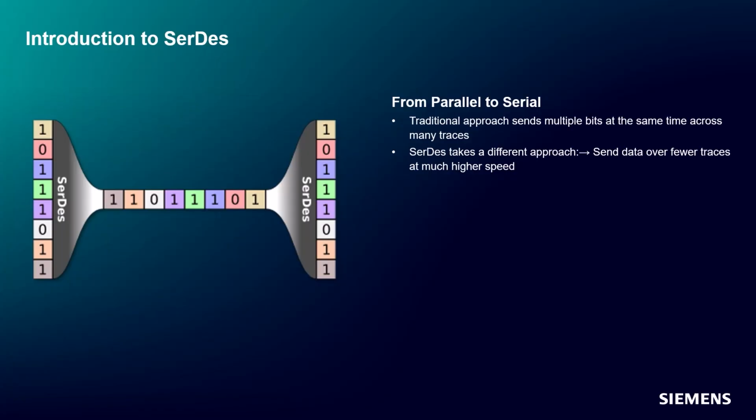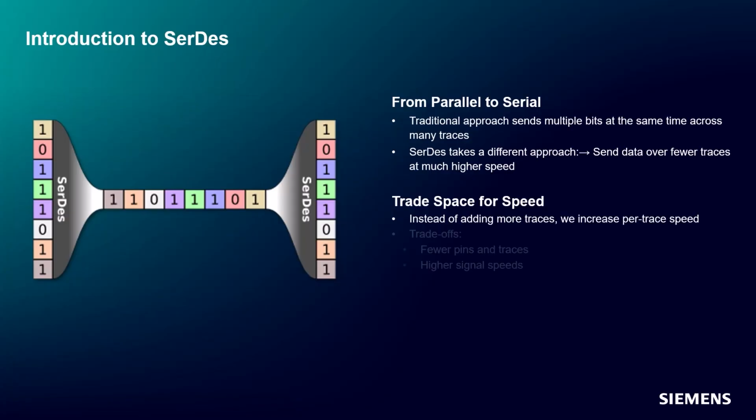On the receiving side, the process is reversed. The incoming serial stream is captured and reconstructed back into parallel data. This is called deserialization. That's where the name comes from. Serializer and deserializer gives us SerDes. The key idea here is that we trade physical real estate on the PCB for speed. Instead of increasing the number of traces, we increase the transmit speed on each trace.